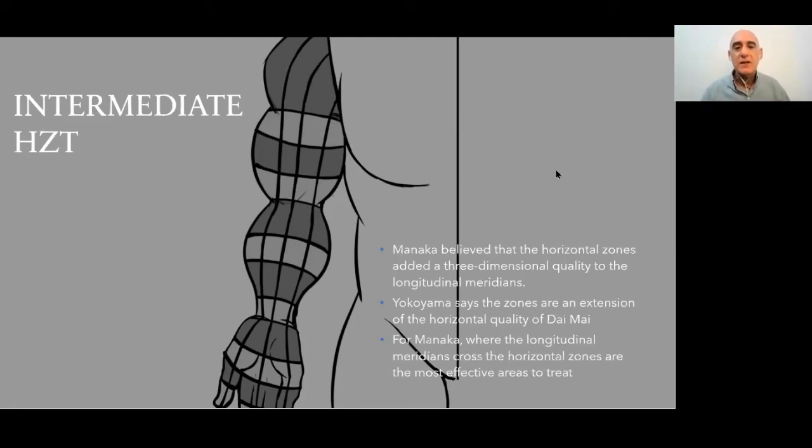Now, we interviewed a practitioner in Japan called Yokoyama Sensei, who has written his own book on hot needle therapy and Hirata zones. And he says that he believes that the whole zone system is an extension of the horizontal quality of daimai. So the daimai in traditional thinking goes around the belt on the torso, and its influence can be seen on the arm and on the leg in the horizontal banding of the zones. So I think that's a very interesting observation.